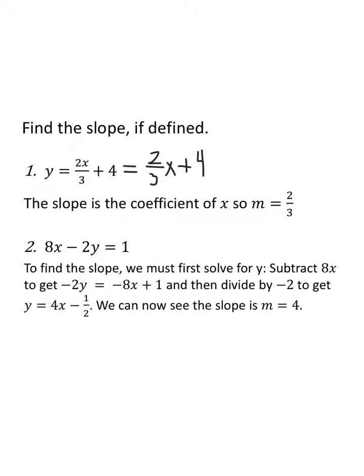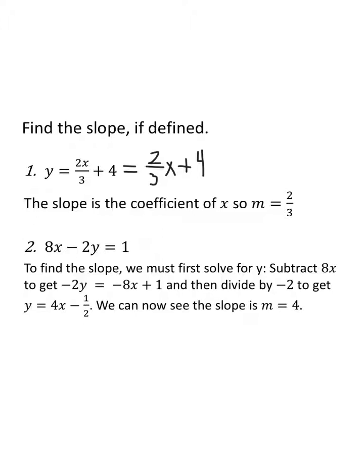So 2/3 x plus 4, now we can see that the slope is the coefficient or number in front of x. Slope is 2/3. When x changes by 3, y will change by 2. More specifically, as x goes up by 3, because it's positive, y goes up by 2.